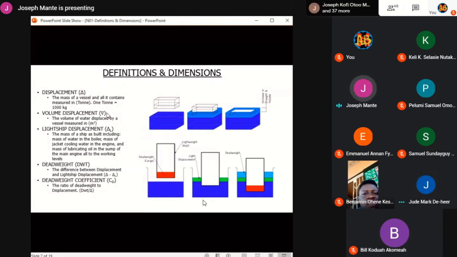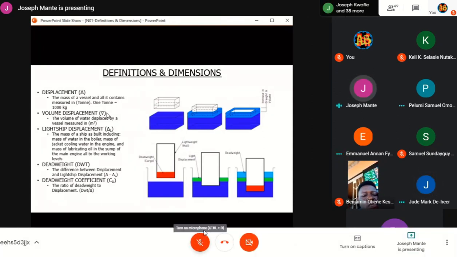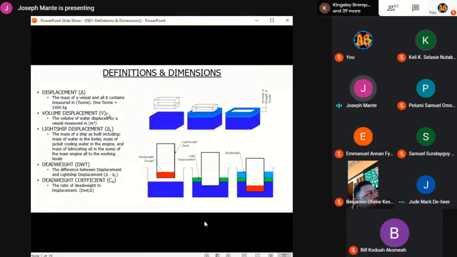I hope you get that. Yes, sir. So that is the volume of water. So when you put the vessel in the water, you realize that the vessel has pushed some water away for it to also have some space to be able to stay in the water. So that is what we call the volume of displacement.